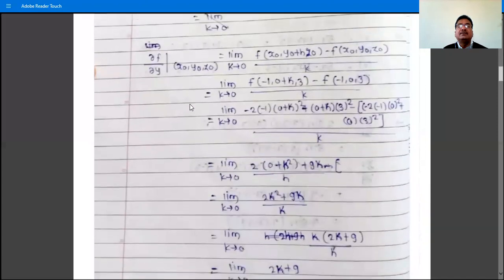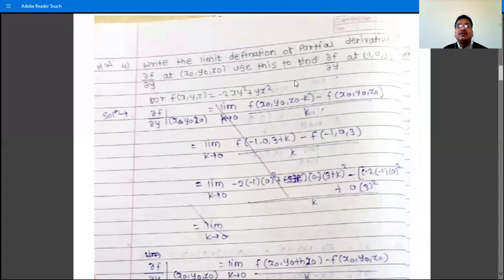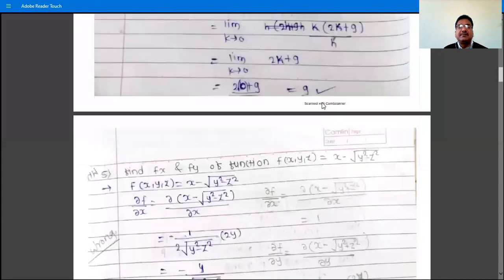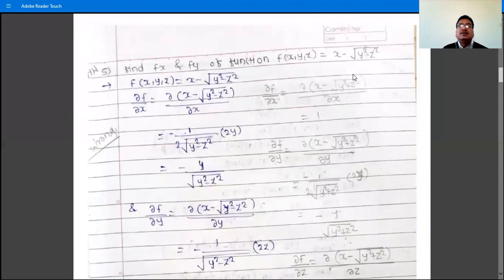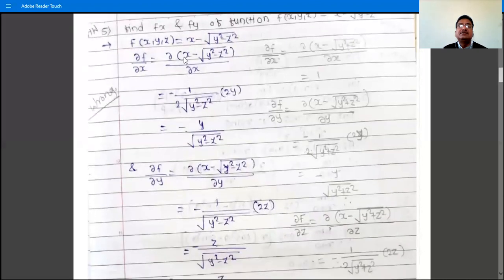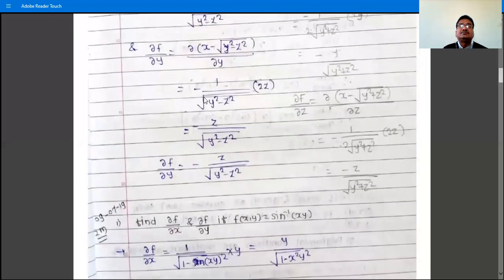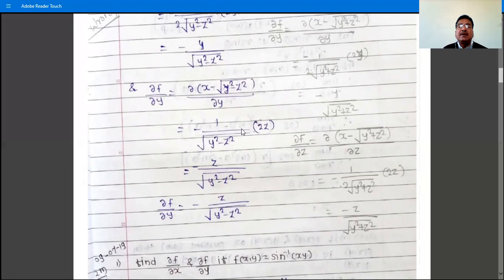Similarly, for practice, we can find the derivative of this function with respect to x and with respect to z. Find f_x and f_y, where f_x means del by del x and f_y means del by del y of this function. So directly by the definition, the derivative of x is 1, and minus 1 by 2 times root y square minus z square into 2y. This is a wrong answer. This is not the derivative with respect to x. Del by del y, this is the correct answer.